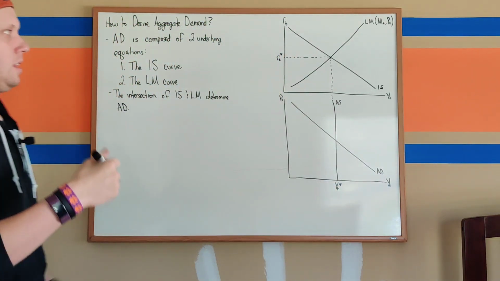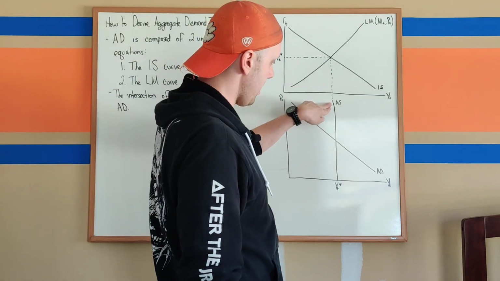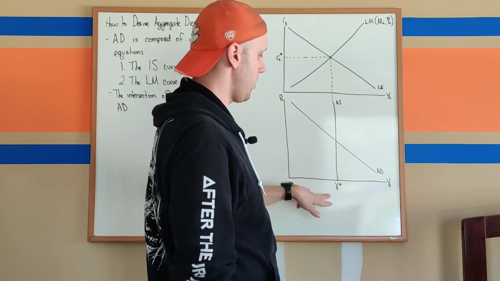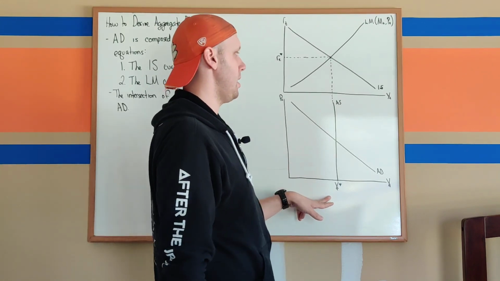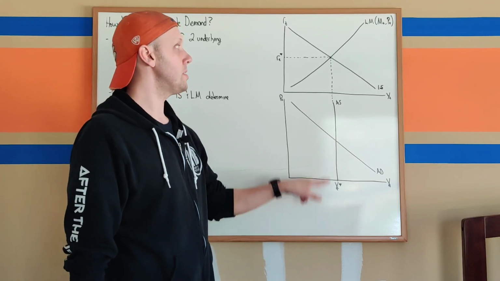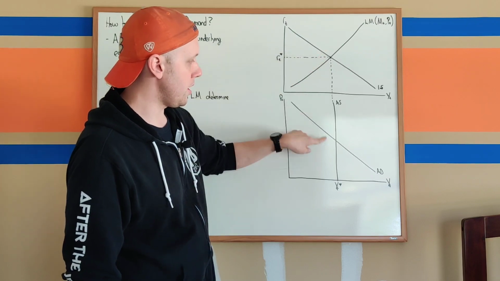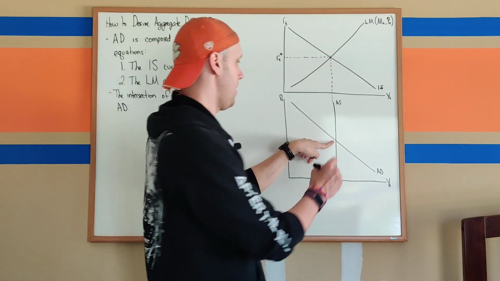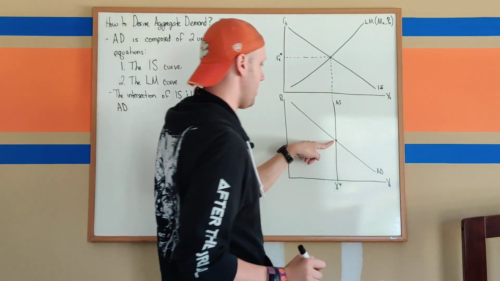Now I drew this dotted line from the intersection of the IS and LM curves down to the aggregate supply curve and drew a vertical line downward. That is not to say that it's determining aggregate supply. It's still determining aggregate demand, right? But this intersection is also going to be determining the intersection between demand and supply. So really what I should have done was just drawn a dotted line down to this aggregate demand curve.